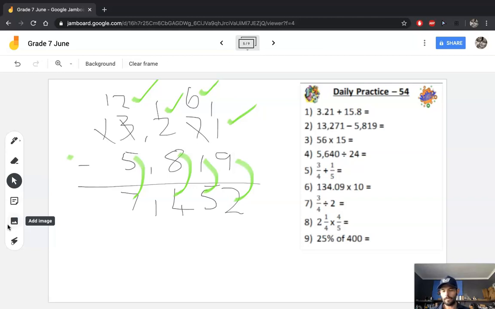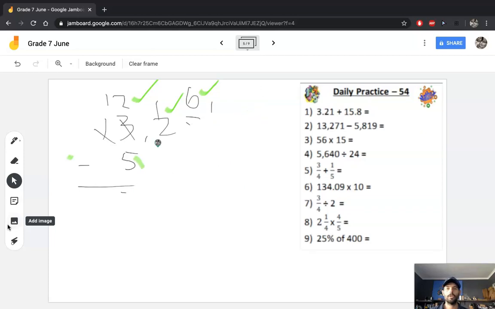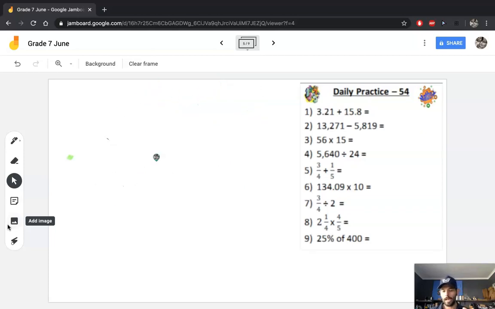56 multiplied by 15 is question number 3. There are multiple ways in which we can do multiplication sums. Today, I'm going to have a look at the split method. So I'm going to take 56 and split it up into 50 and 6. Okay, and then I'm going to take 15 and I'm going to split it up into 10 and 5.